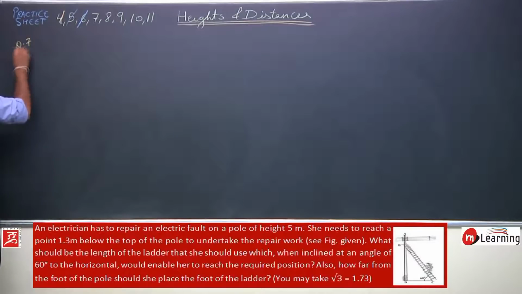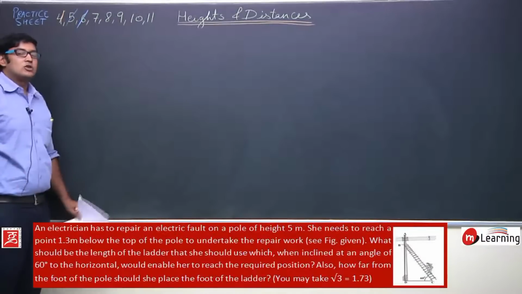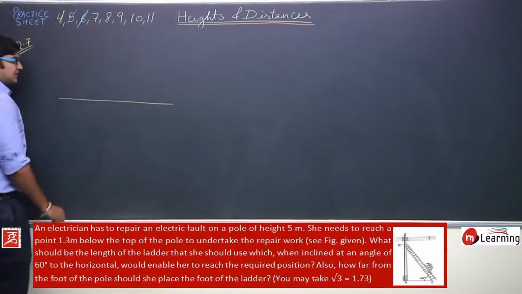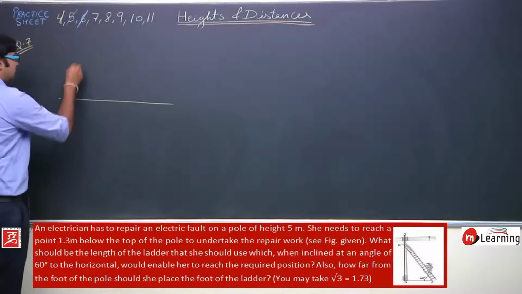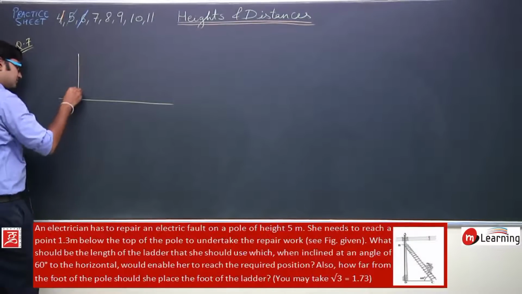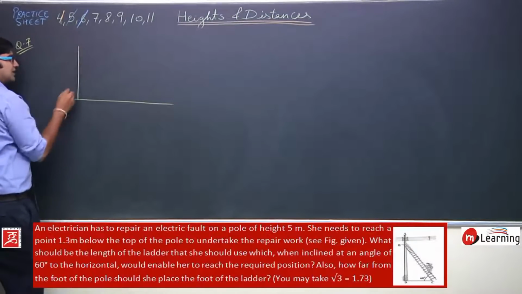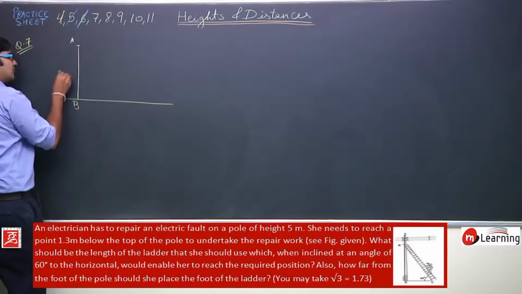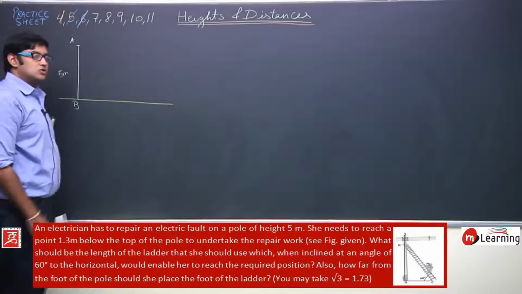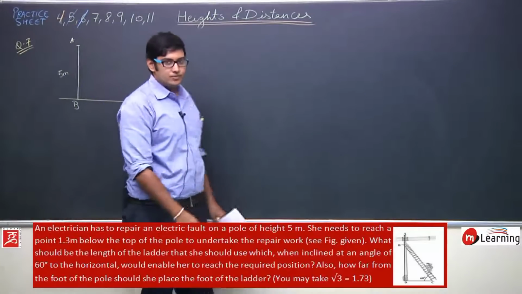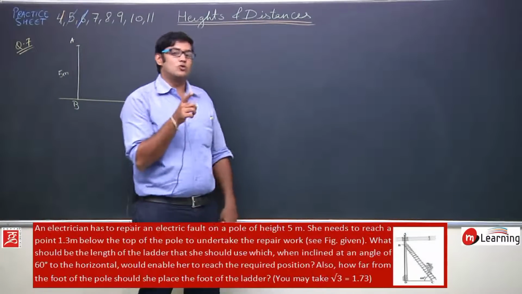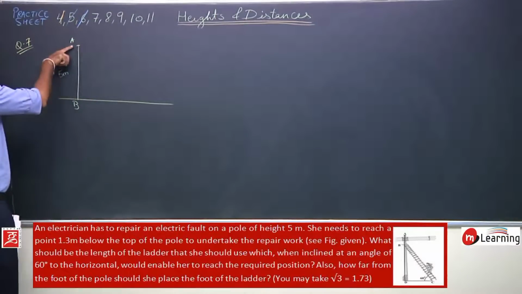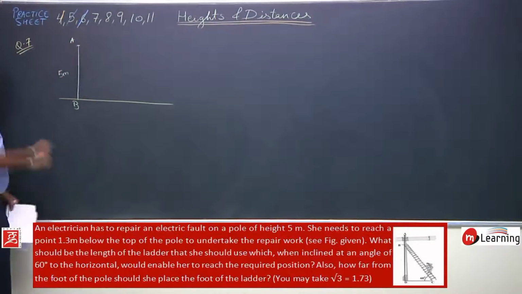Question number 7. This says that there is a pole. So first let us draw a ground level, and let us mark a pole on this ground level like this. This is a pole. Let us say AB is the pole, and the length of the pole is 5 meters. So on this 5 meter, the electrician needs to move not up to the height of point A. He needs to move 1.3 meter below this point A.